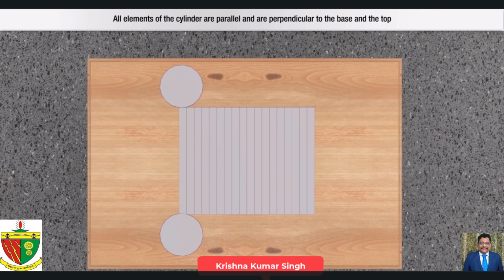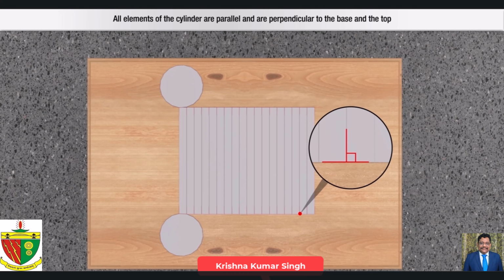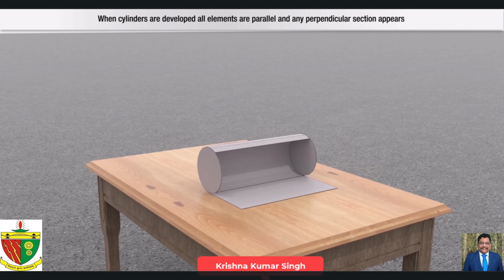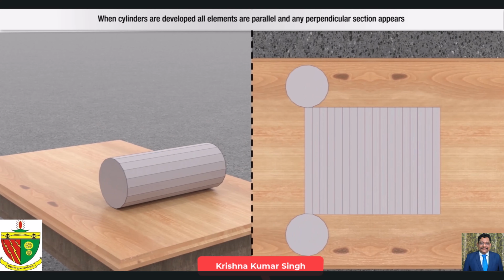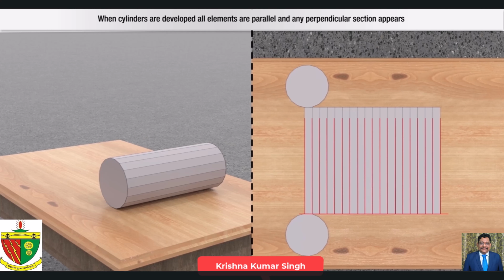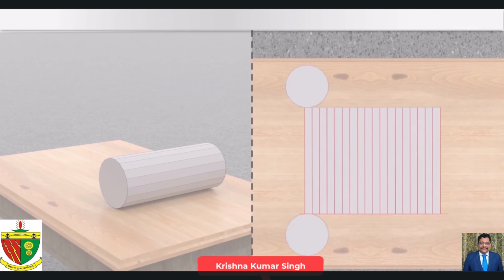All elements of the cylinder are parallel and are perpendicular to the base and the top. When cylinders are developed, all elements are parallel and any perpendicular section appears as a stretch out line that is perpendicular to the elements.